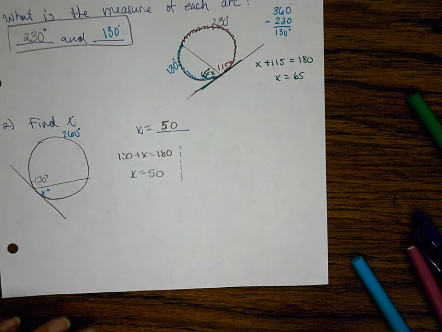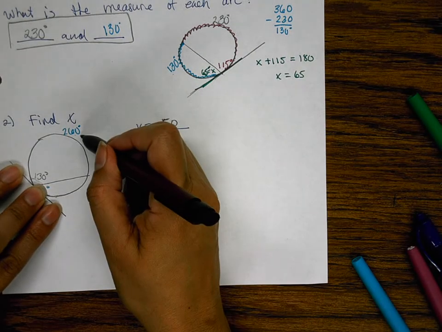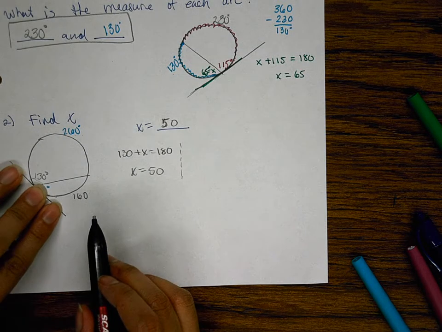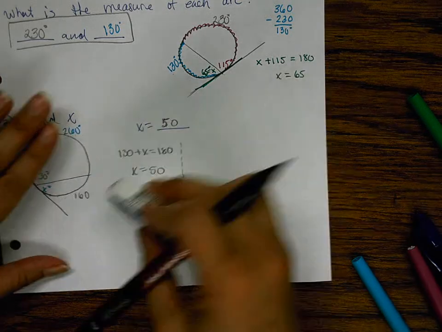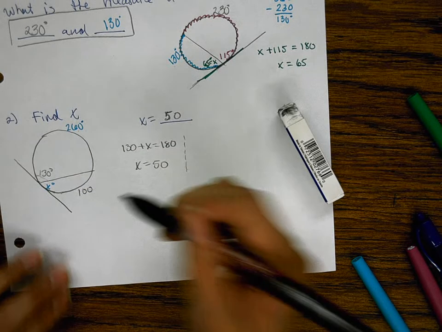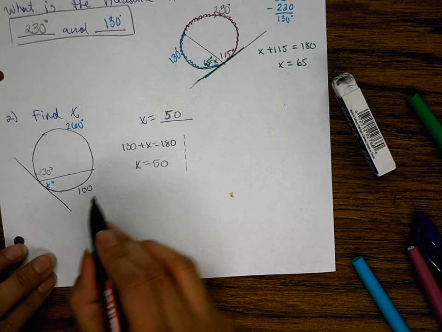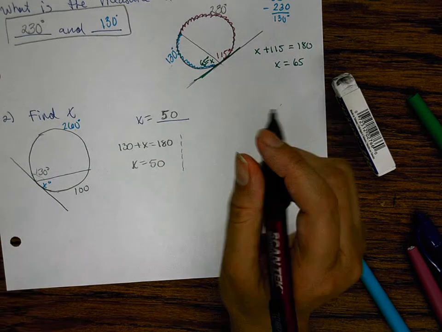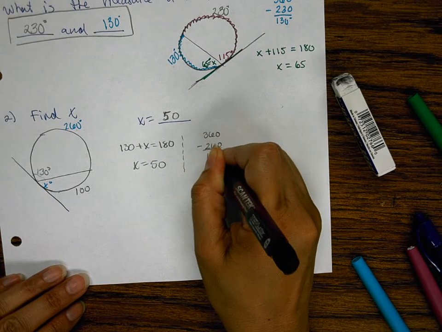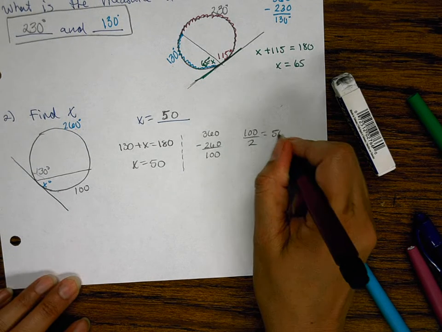Some kids will say, hey, I know that all the way around a circle is 360. So if that's 260, this must be 100, because 260 and 100 is 360, and then half of 100, because the angle's half the arc, half of 100 is 50. However you do it, so we did 360 minus 260 is 100, and then we took the 100 and cut it in half. However you do it, it's up to you.